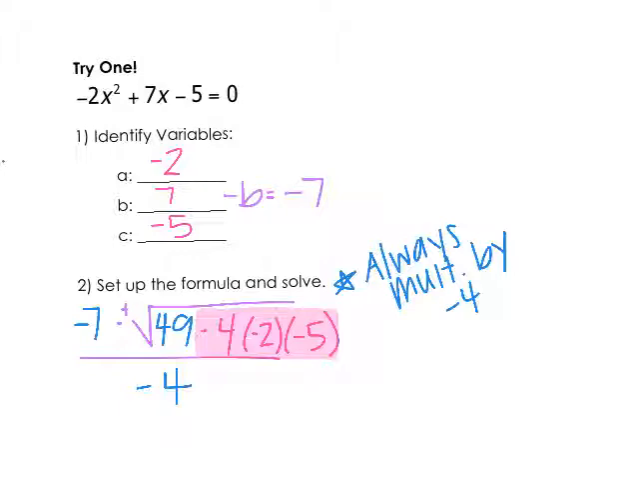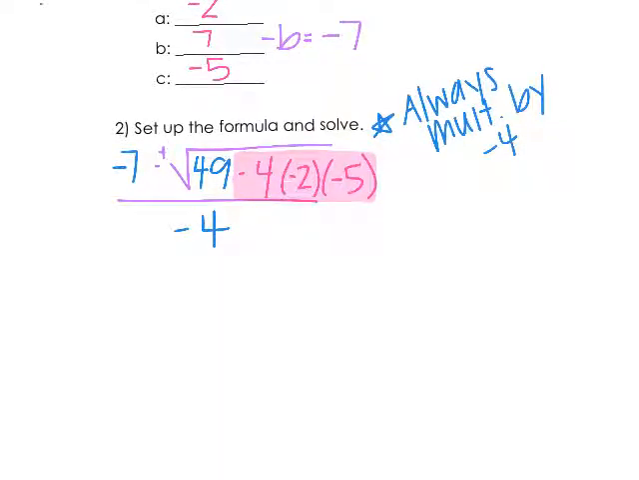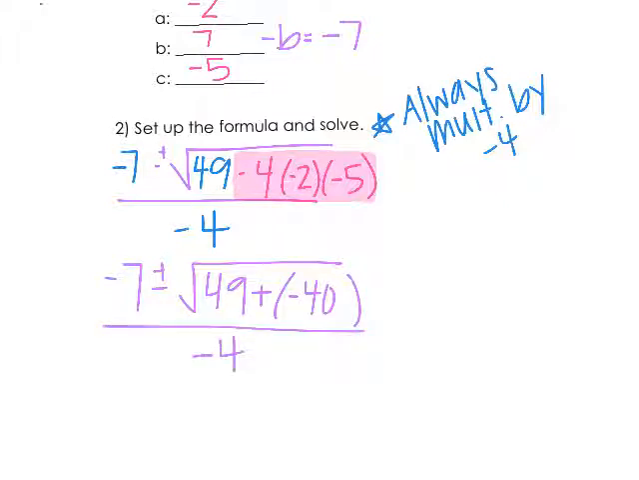Negative 40. So whenever you are doing these quadratic formula questions, you will always add whatever you got right there. So I'm just going to go ahead and rewrite this. Negative 7 plus or minus the square root of 49 plus, and then go ahead and put in parentheses whatever you got in your calculator. So we got negative 40, right? And then still all over negative 4. So plus, and then in parentheses what you got in your calculator. Is everybody good so far?